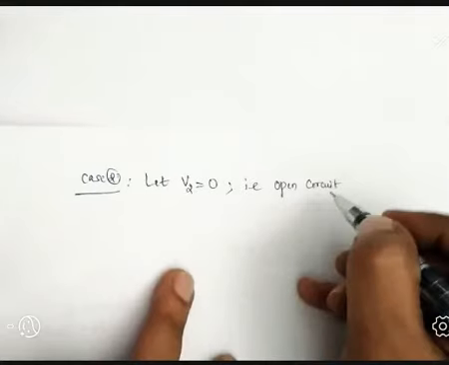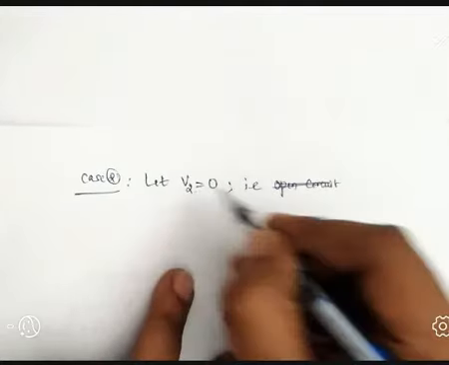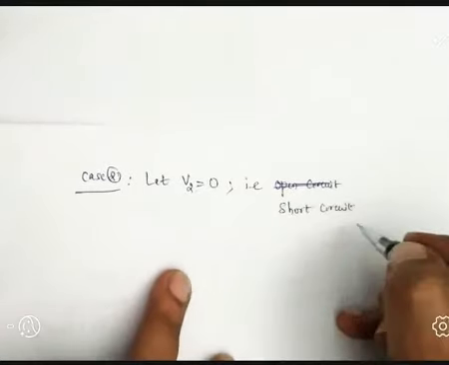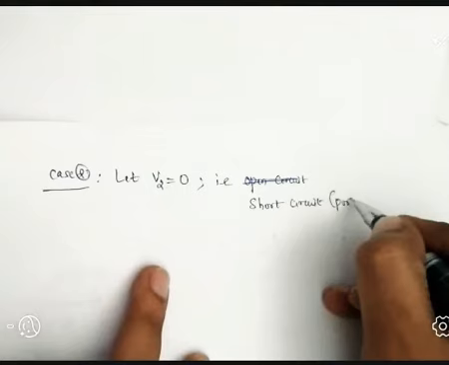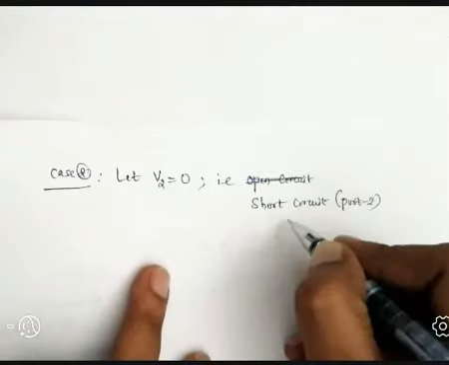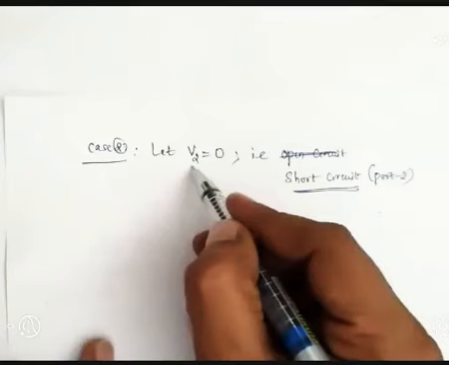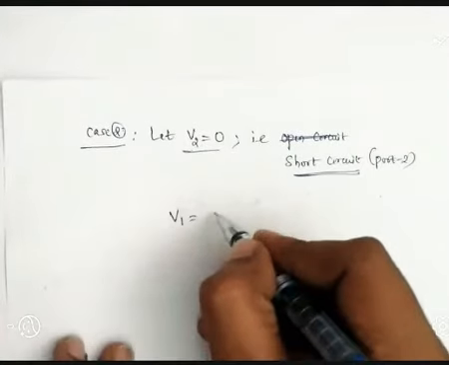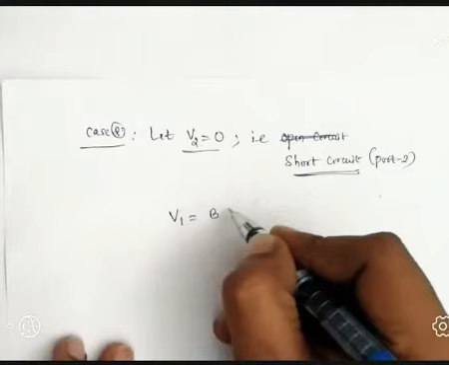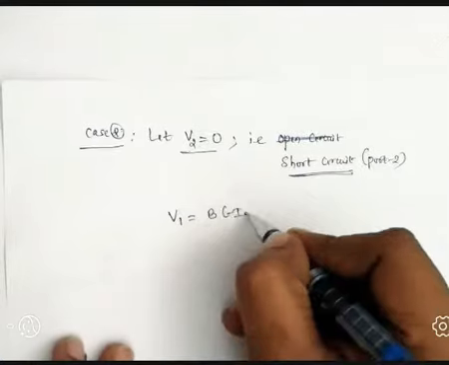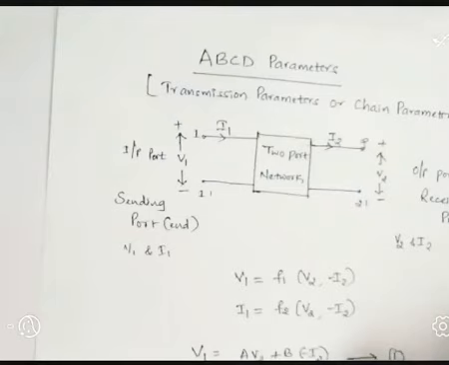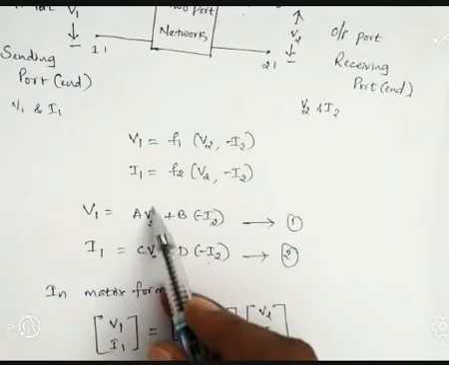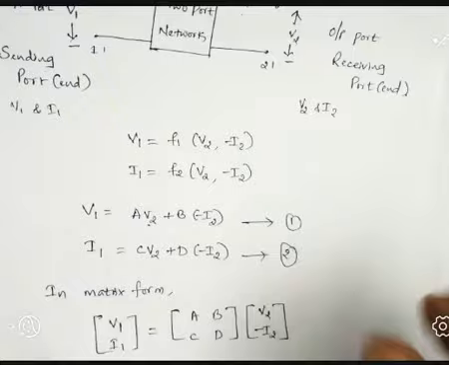Sorry, V2 equal to 0 means it is a short circuit. Which one is short circuited? Port 2 is short circuited. So let us substitute V2 equal to 0 in equation 1. Then equation 1 becomes V1 is equal to B into minus I2. See here, in equation 1, V2 equal to 0, substitute, it becomes 0. Left with V1 equal to B into minus I2.